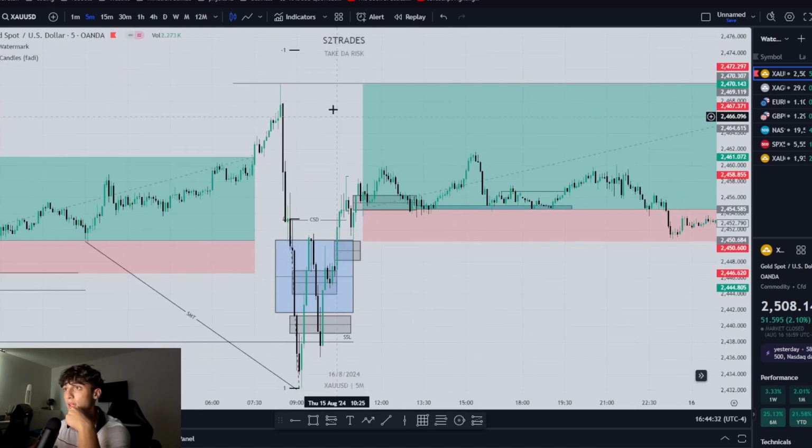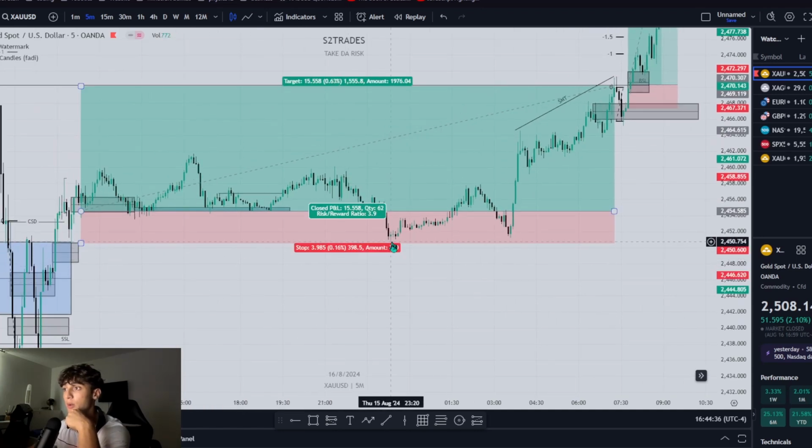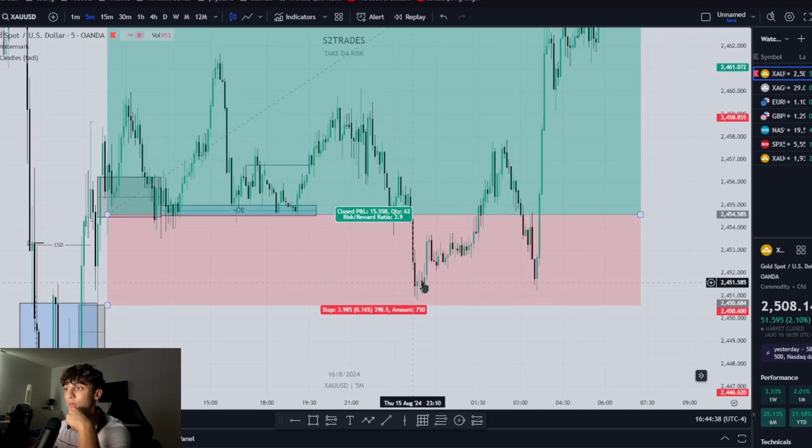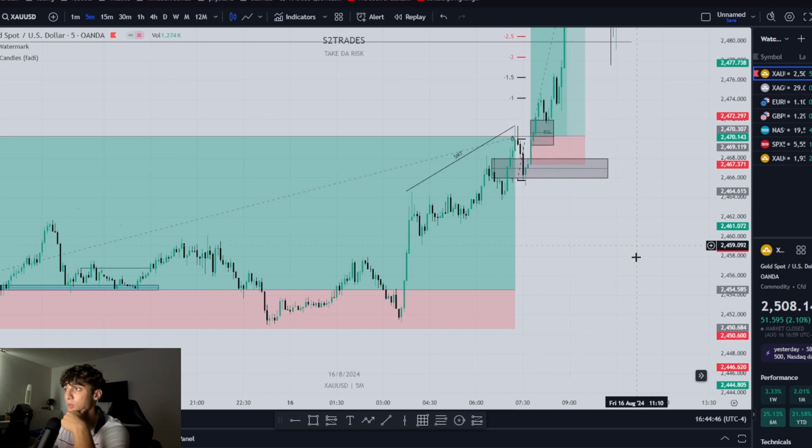Boom. I targeted this high right here. And over here, I was actually about to exit. I'm like, okay, there's no point. But I decided to stick with it. I was like, never mind, I'm going to trust my strategy. And I woke up to this win.